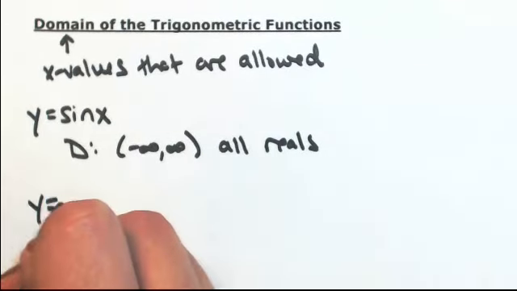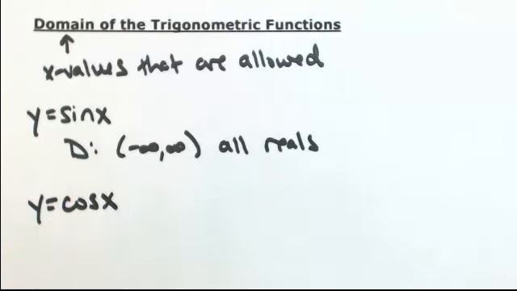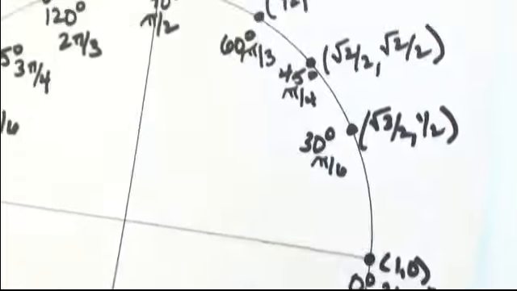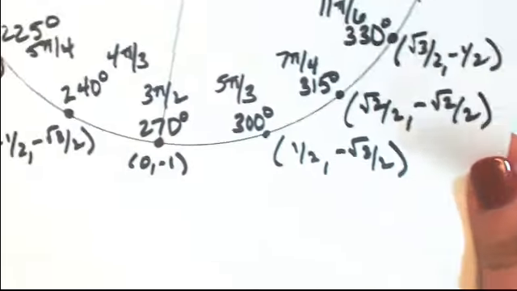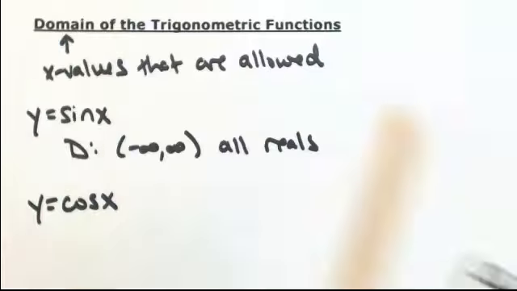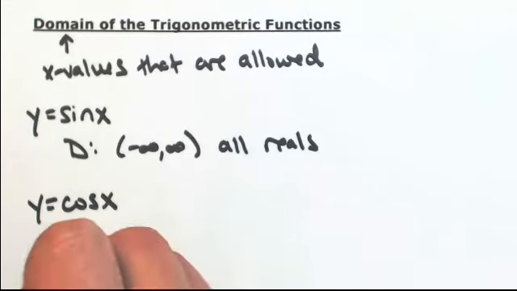Same idea with cosine. That's going to be the x-coordinate. As you can see, as we go around and around the circle, there's nothing that's going to make that undefined. So domain is still all reals.